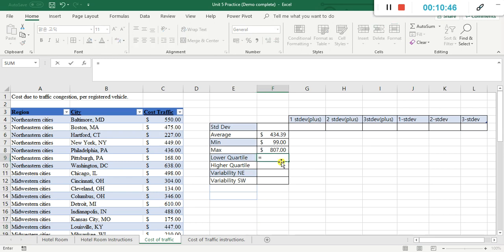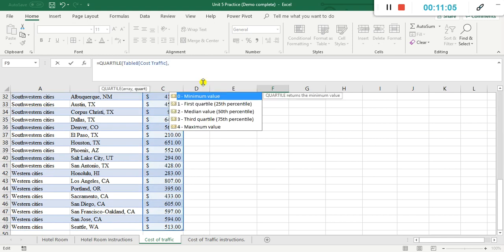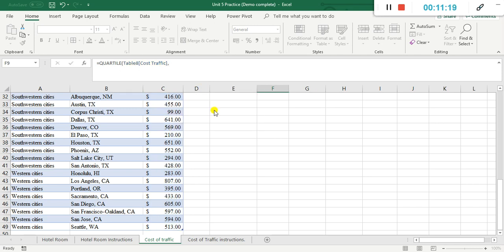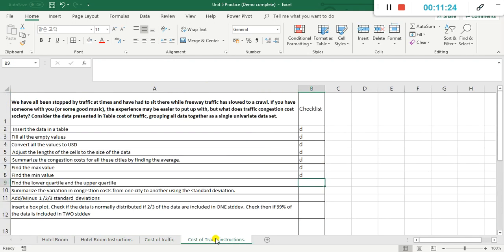So in this case, what I'm going to do is equal quartile, and then I select my range, and then I put a comma, and it gives me a couple of options. It says I want the first quartile, median value, so the 25, the 50, 75 for the maximum value. In this case, I'm gonna go to the 25 because that's what I choose. Lower quartile and upper quartile.